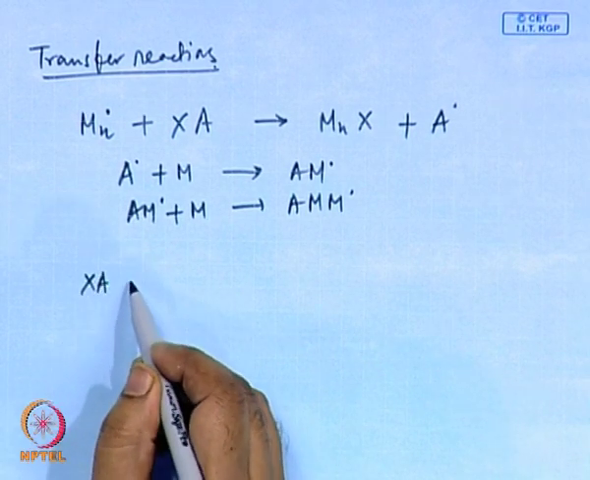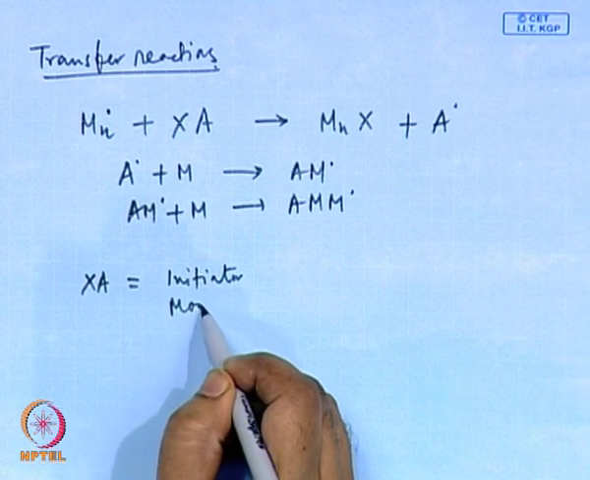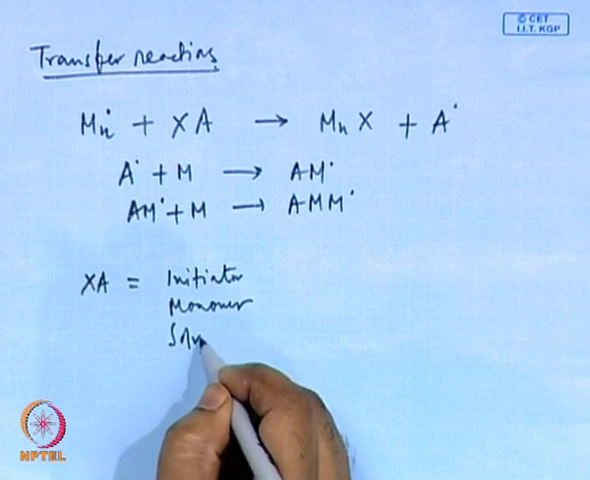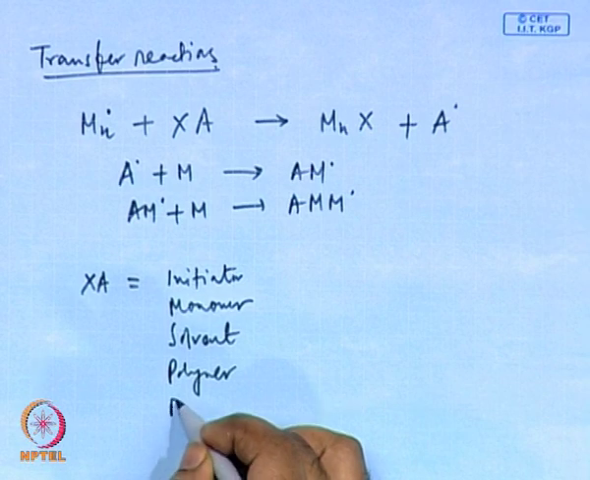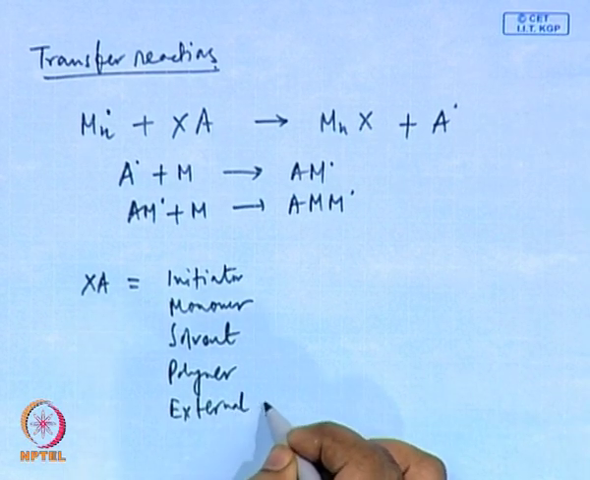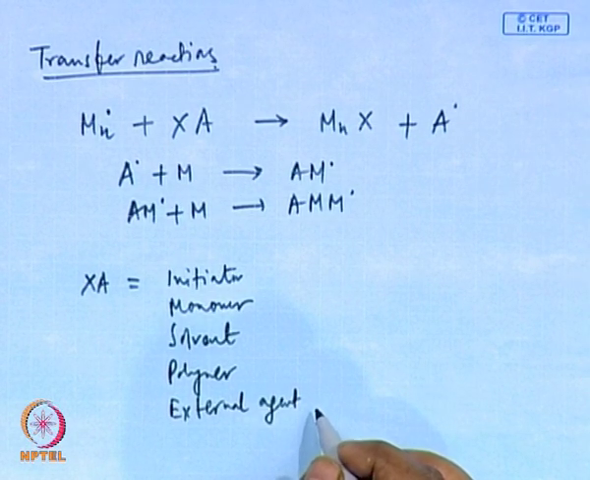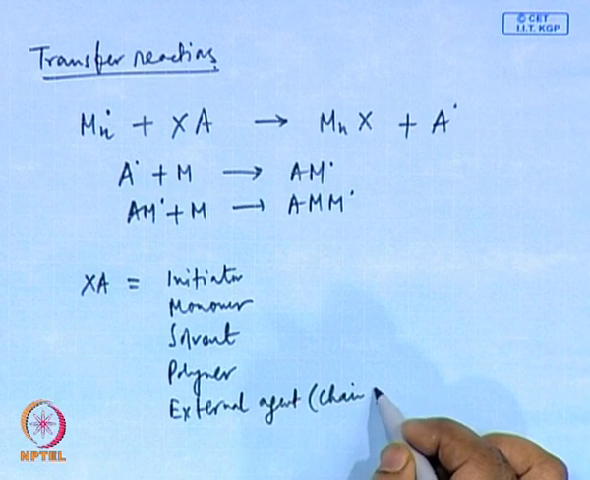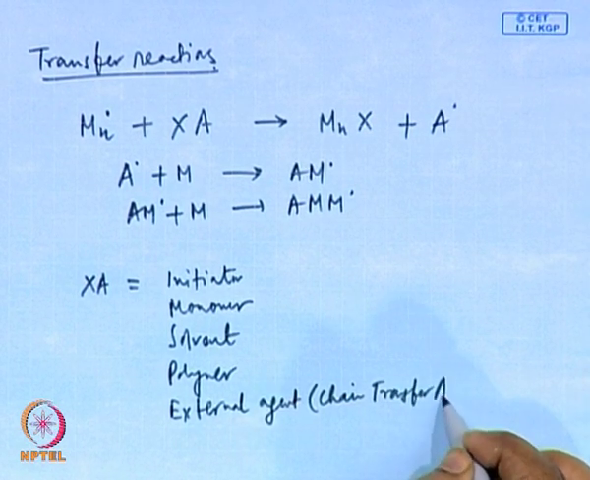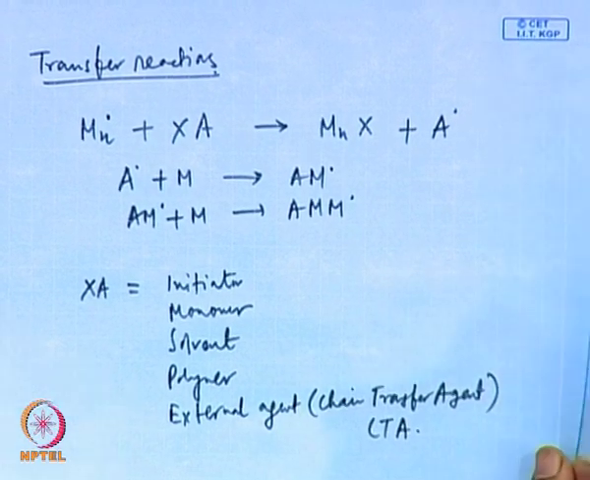What are XA's? XA could be the initiator molecule, it could be the monomer itself, it could be the solvent molecule, it could be the polymer itself, or it could be any external agent which could be added deliberately from outside, or it could be present as impurities, and we sometimes call this a chain transfer agent or CTA.